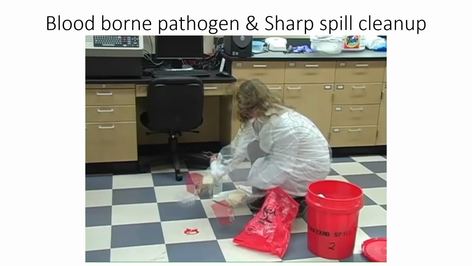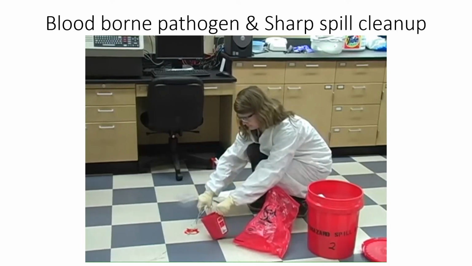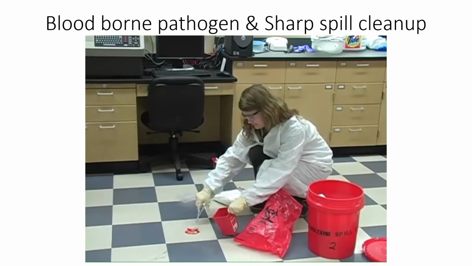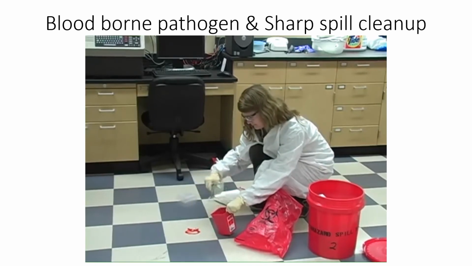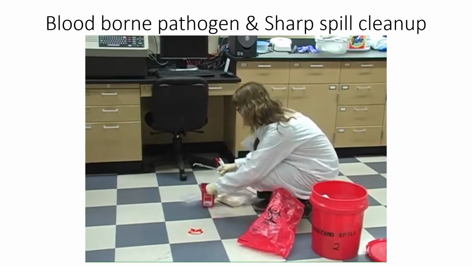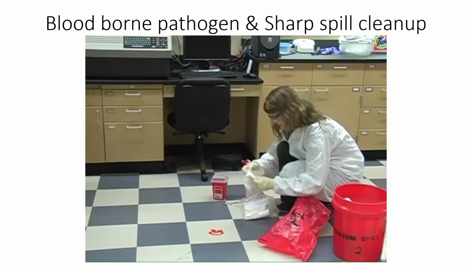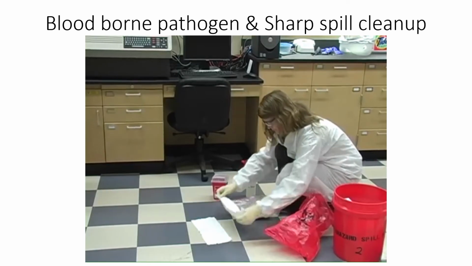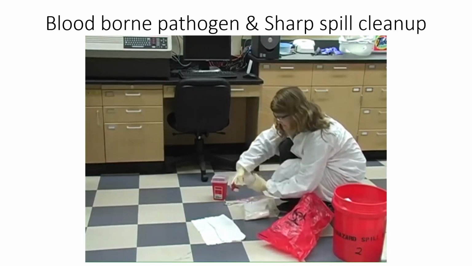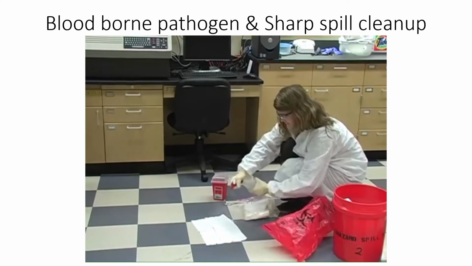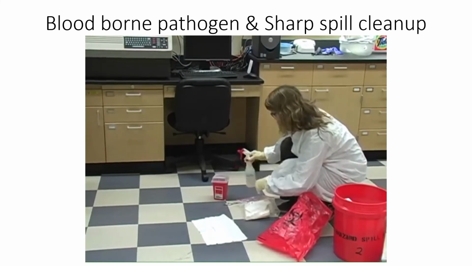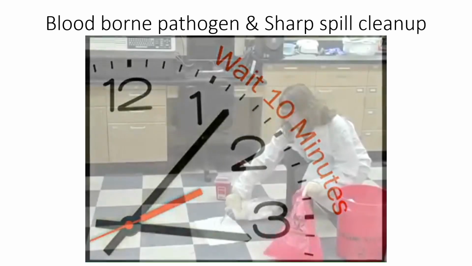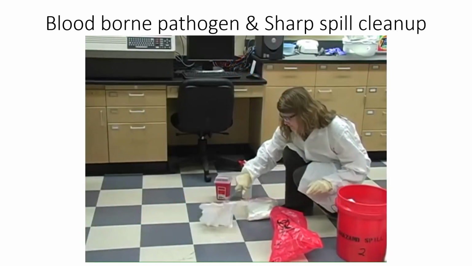The next step is to clean up. Before cleaning any bloodborne pathogenic material, use your tongs or other tool to remove any sharp pieces. Then carefully cover the spill with absorbent towels, making sure to lay them out in a single layer. Spray a tuberculocidal disinfectant onto the towels, making sure to use enough to soak through. Allow time for the disinfectant to work, which is usually around 10 minutes. Now, wipe up the spill from the outside in.